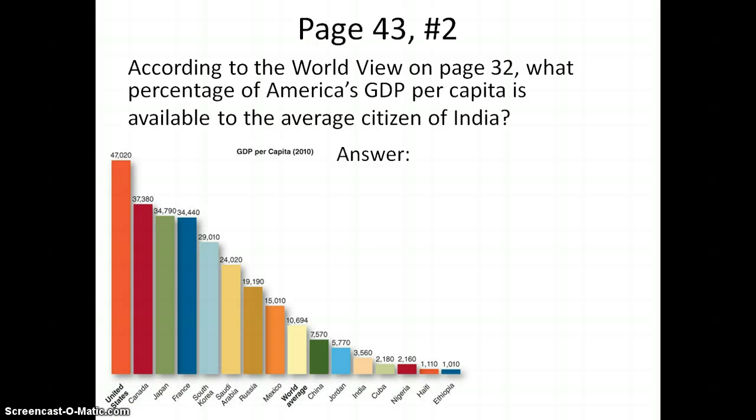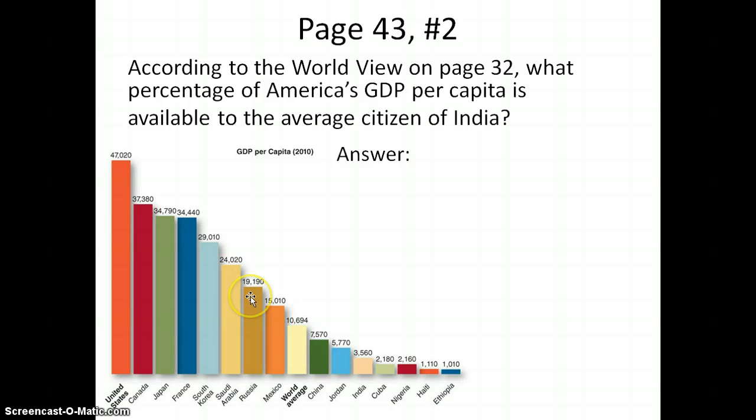Alright, moving on to the next question on that page. It asks you, using this other graph of the world view on page 32, what is the percent of America's GDP per capita available to the average citizen of some other country? We're going to talk about India in this example. You have several countries that you'll work through this with.